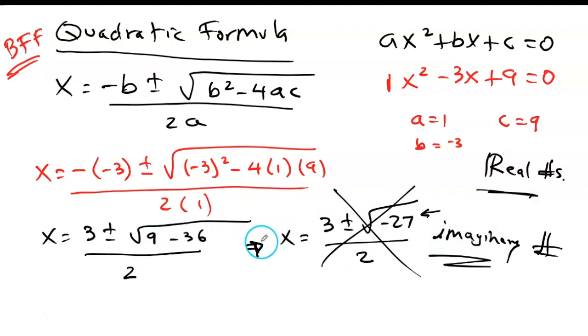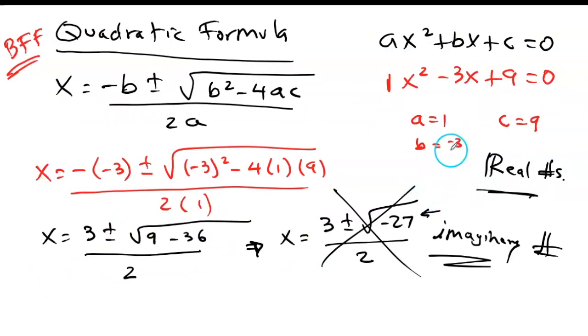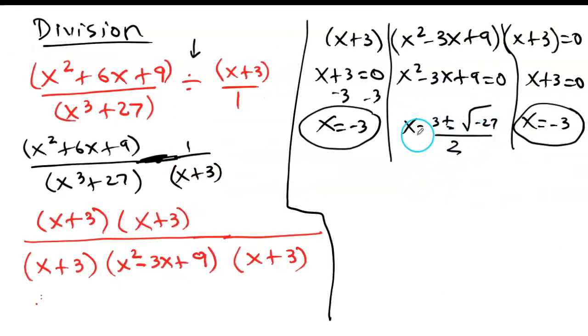So the solution to all this, x equals 3 plus or minus the square root of negative 27. By the way, I'll explain imaginary numbers in a different video. Complex, all about complex numbers. And the over 2. All right, not a real number, so that's not a restriction. So my only restriction was the negative 3. That's the only restriction that I have in this problem.